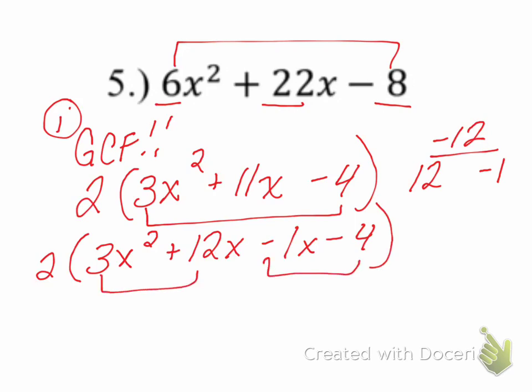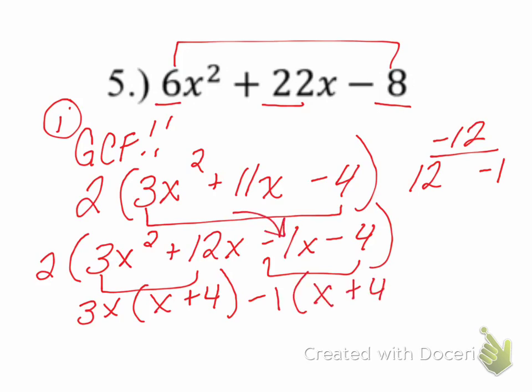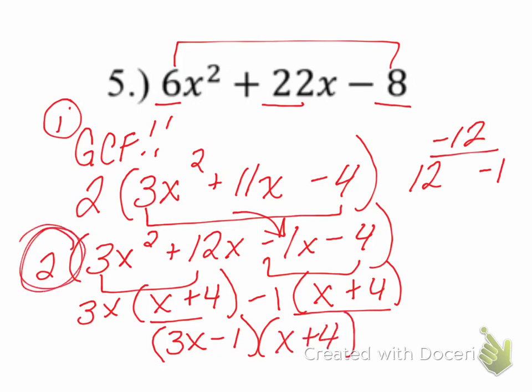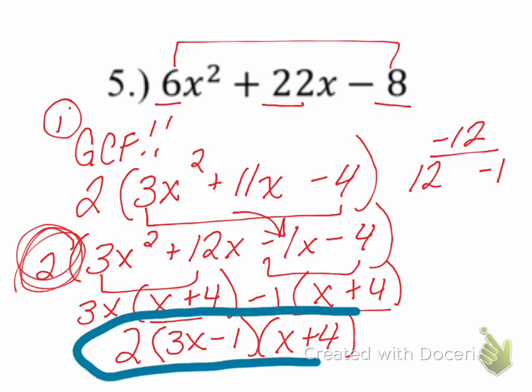Group and factor out the GCF. So the GCF of the first group is 3x, leaving me with x plus 4. GCF of the second group is negative 1, because I got to flip that negative here. So again, that leaves me with x plus 4. So I know I've done it right, because those are the same. So my first binomial is that 3x minus 1, and then the x plus 4. But I don't want to forget about this 2 that I originally took out, so that 2 has to be included. So my final answer is this right here.